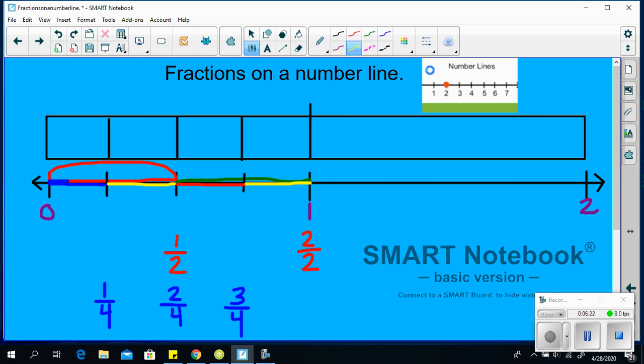So this last part got me the whole way, but it took me 4 parts or 4 jumps to get there. So then that represents 4 parts out of 4. As you can see, 4 parts out of 4 is at the same place 2/2 or 1/2 is at. So those are the same or considered to be equivalent. So that's a new word. So we're talking about fractions on a number line.